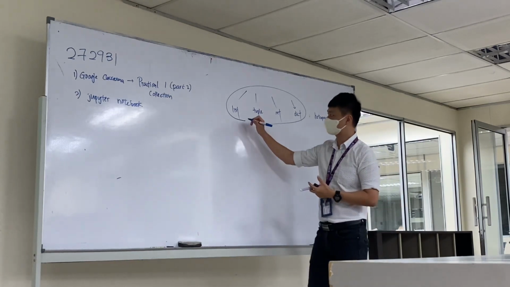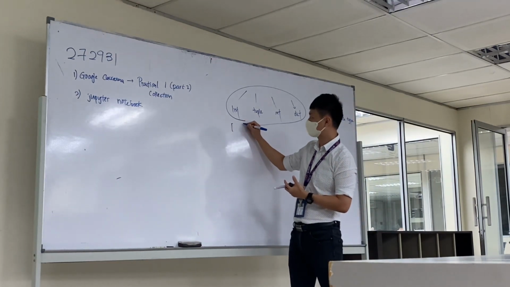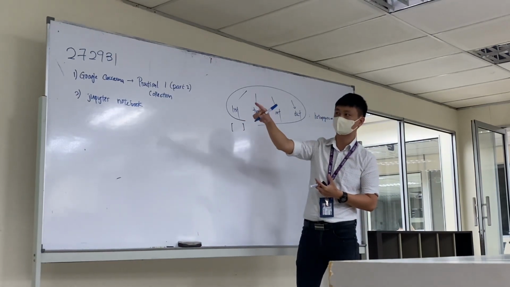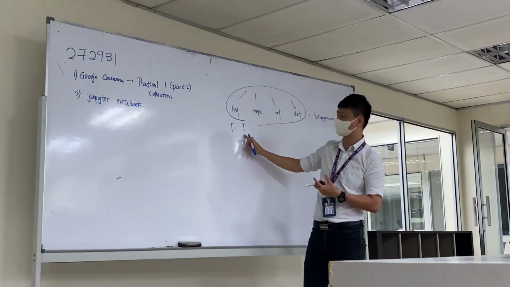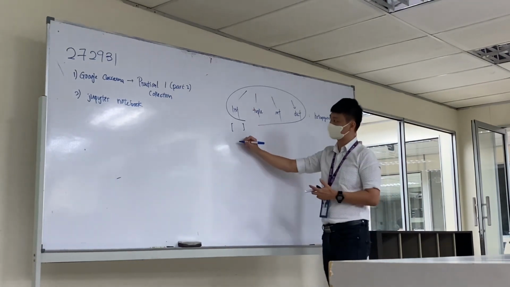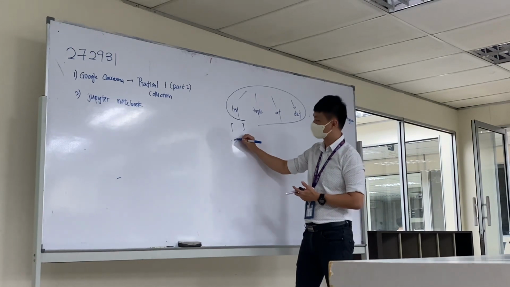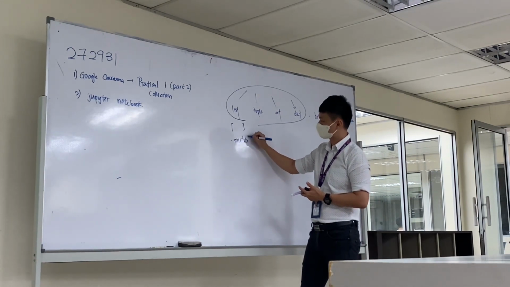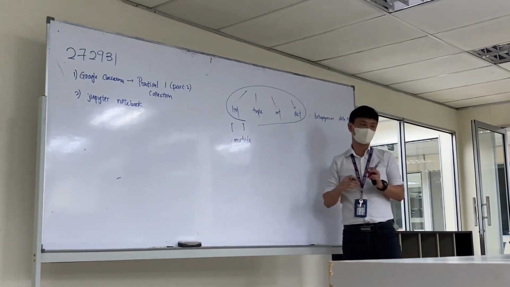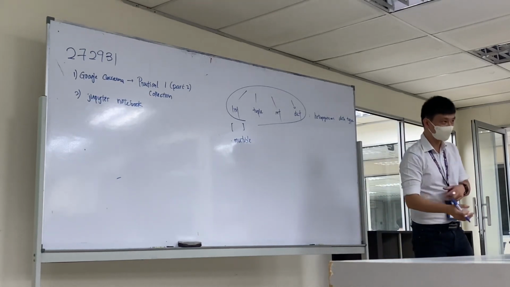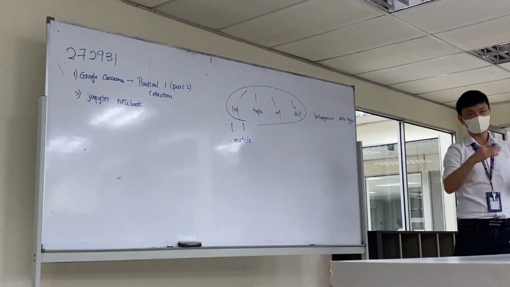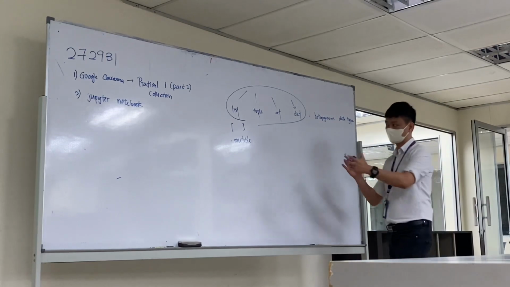So the syntax for the list is square brackets. Whenever you see square brackets here, the first one, that stands for the list. The advantage of the list is that it is mutable. Mutable means you are allowed to do modification, editing: you add, you delete, you pop out, you remove from the list.